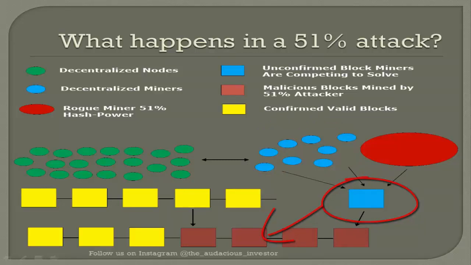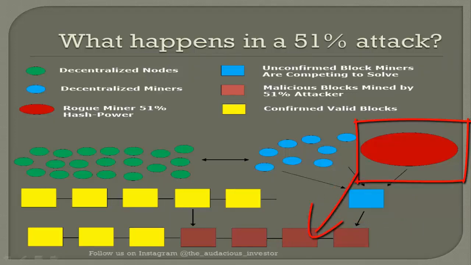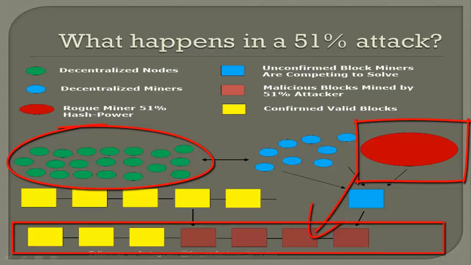So then what happens is the rogue miner broadcasts their chain to the network. They broadcast their chain to all these decentralized nodes, who then verify it. And what do they see? They see that the rogue miner's chain has the longest proof of work done to it. It's the longest chain, so they consider it to be the most valid chain. And what do they do? They update their ledgers to the longest chain, which is also the chain that has a 51% attack on it. So the ledgers are updated.